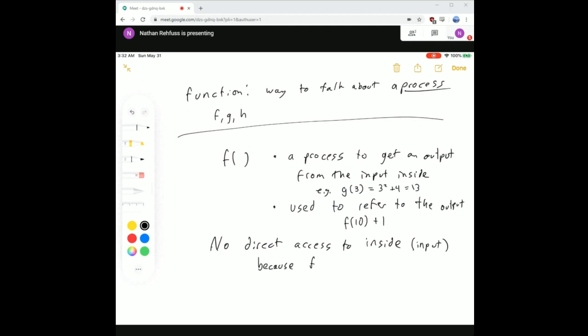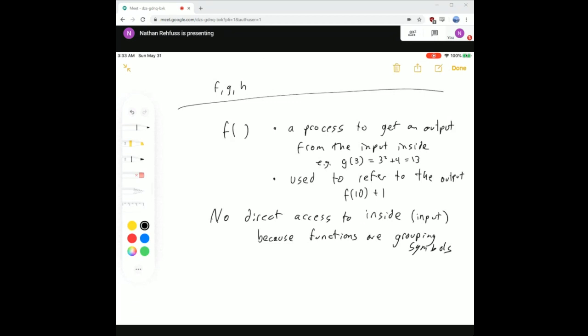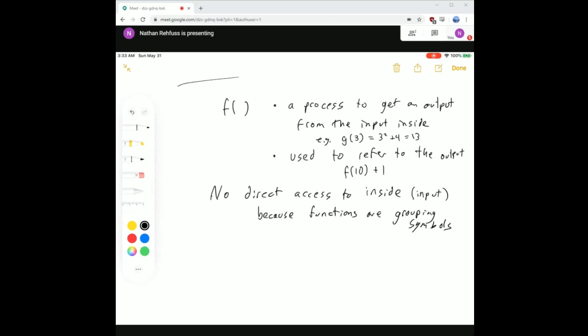because functions are, again, grouping symbols. That means the only way you can get the input back is to interpret the function. Just like last section, the only way to get inside the absolute value was to interpret it as meaning the magnitude and split the equation into an OR statement. Functions are kind of the same way.